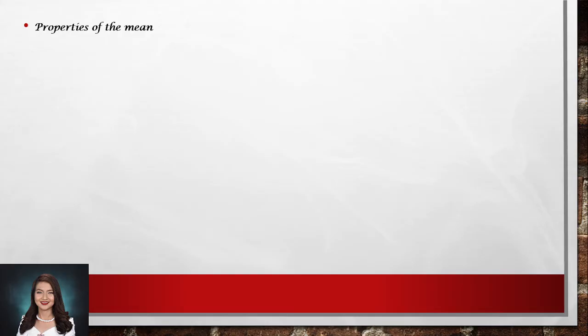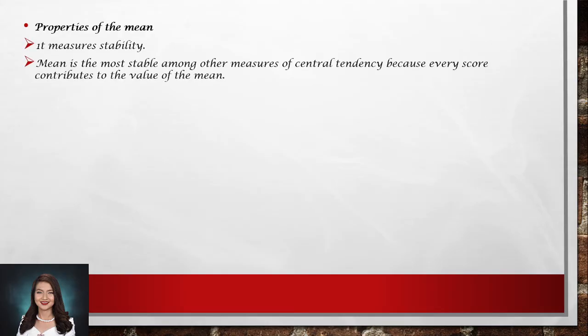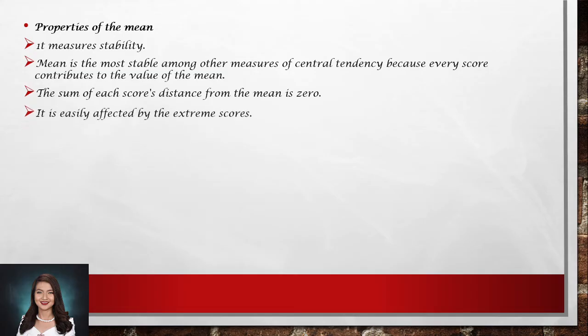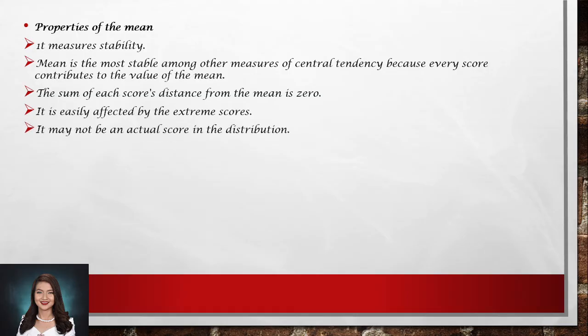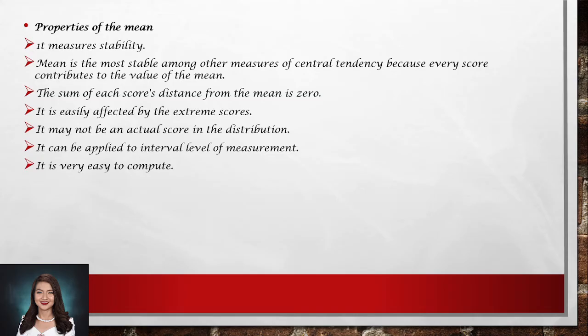The properties of the mean: it measures stability. Mean is the most stable among the other measures of central tendency because every score contributes to the value of the mean. Next, the sum of each score's distance from the mean is 0. Next, it is easily affected by extreme scores. It may not be an actual score in the distribution, it can be applied to interval level of measurement, and lastly, it is very easy to compute.